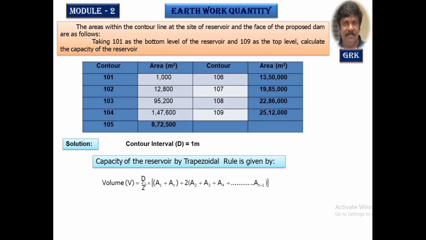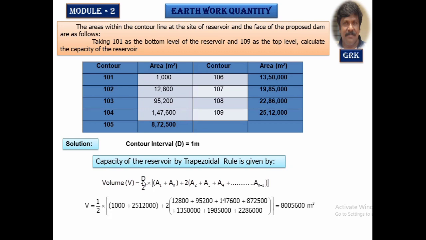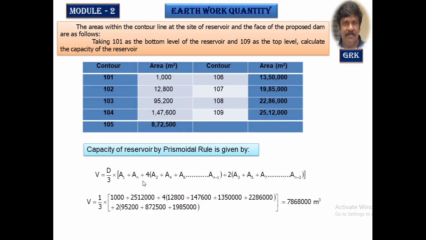Put it in the trapezoidal formula, get the volume. Similarly, you can also solve it by the Prismoidal formula. D by 3, where D is nothing but the contour interval I said, the difference between these two. If at all there is any variation or differences, we'll try to solve that in the coming sessions.